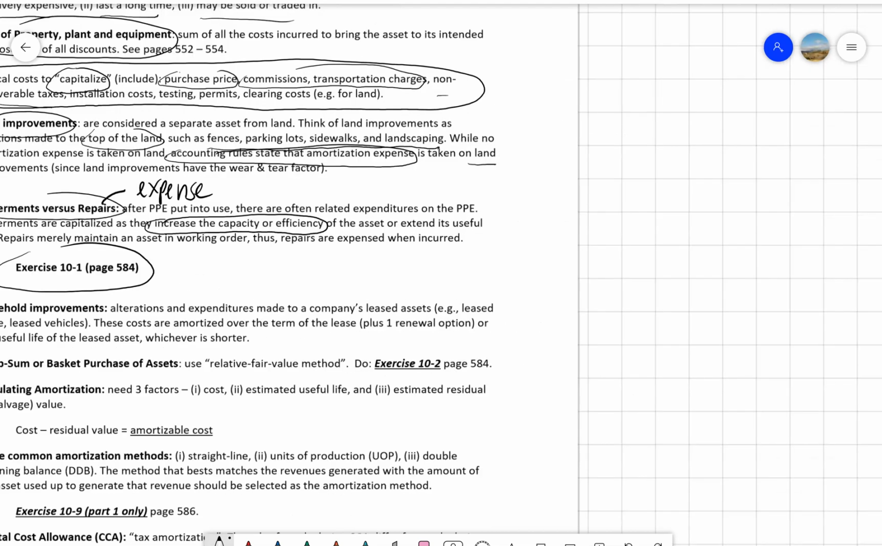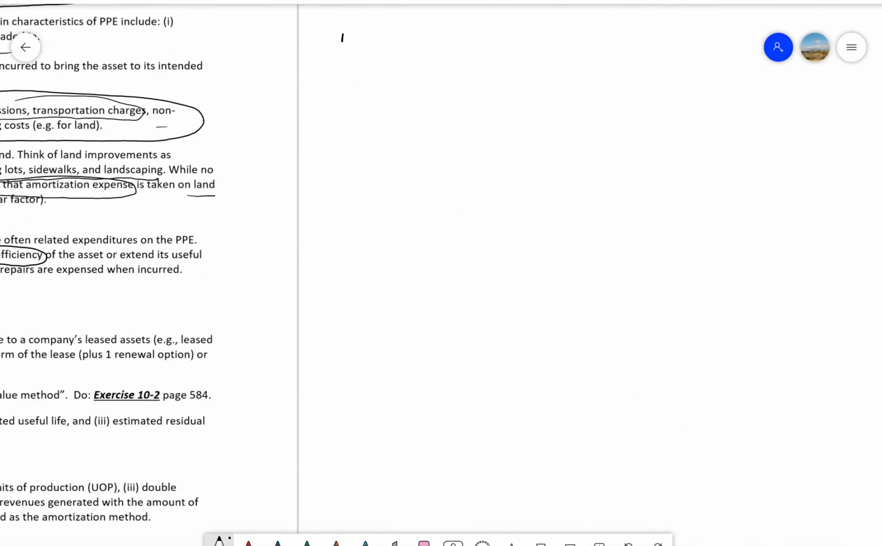So let's have a look at exercise 10-1. In exercise 10-1, once again, this is on page 584, this company bought some land and they paid all these additional charges. They also constructed an office building, and they also put some fencing and some lighting on the land as well. So what I want to do is show you what goes into each account.